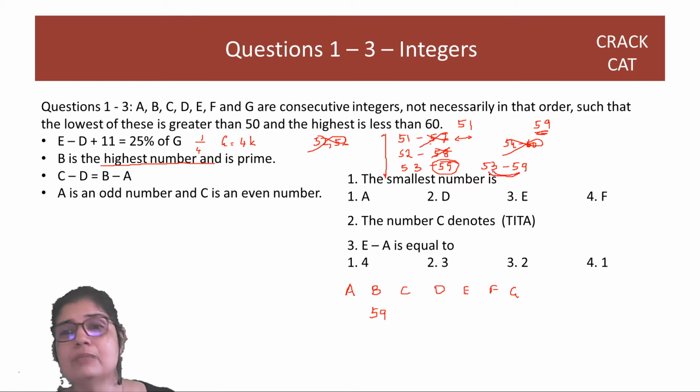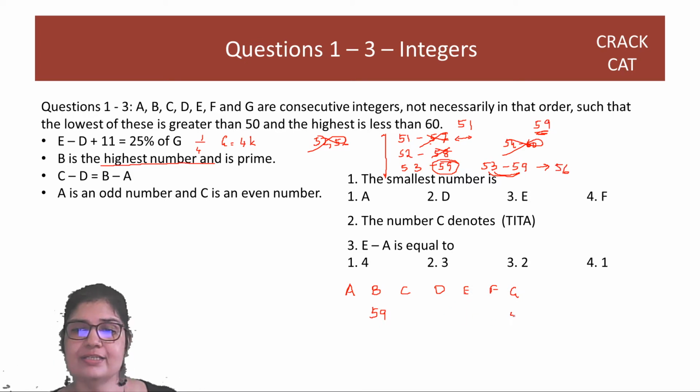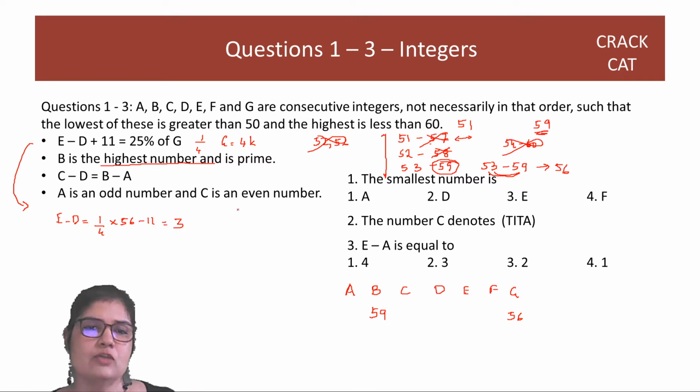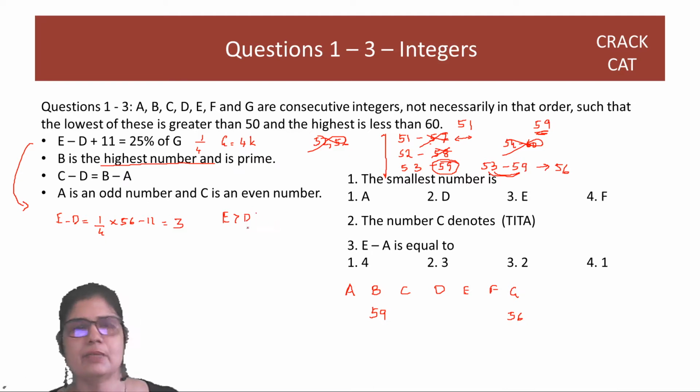How many multiples of 4 are there in this, guys? In this range there is only one multiple of 4, which is 56. So your G has to be 56. And then now if I rewrite this equation, I get E minus D is equal to 1/4 of 56 minus 11, which is 3. So E is greater than D by 3, right? So E is D plus 3.